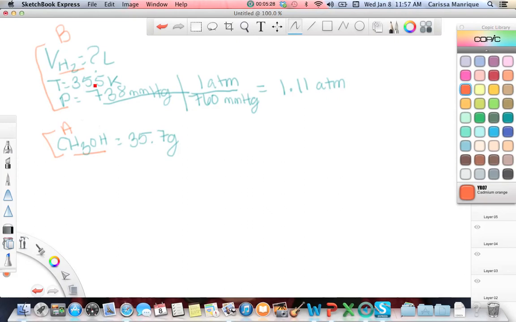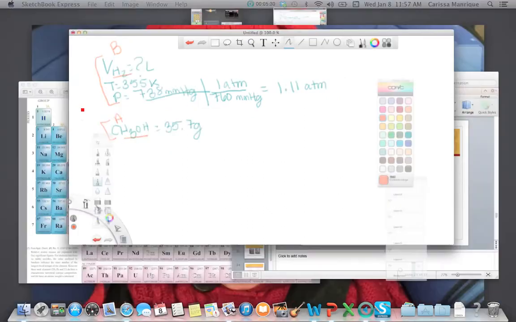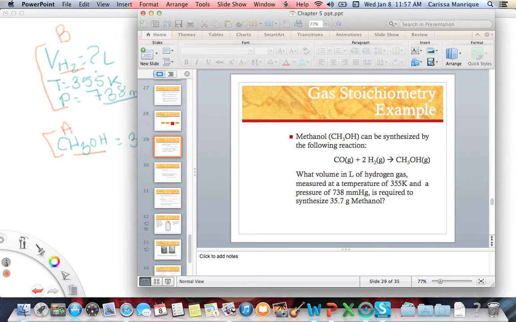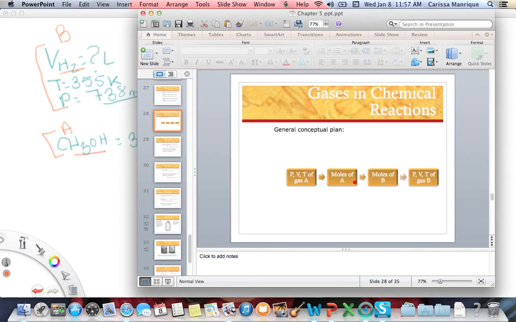Okay? So if I go back, what do I need to do? Ultimately, I need to go from moles of A to moles of B to figure out my liters, because I can plug this into PV equals nRT and get volume, which is in liters. Okay?